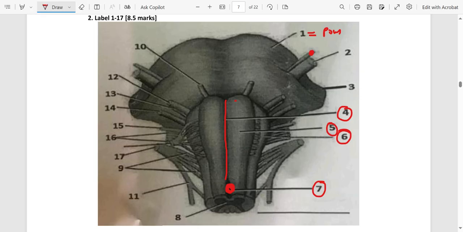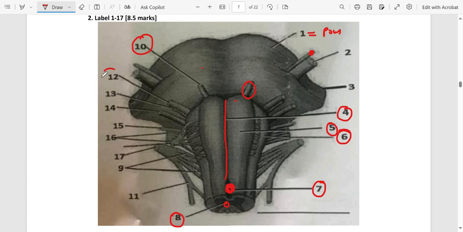What has been labeled as 8 there is showing the canal here, what we call the central canal. That's 8. So we can now label the cranial nerves. When you are labeling these cranial nerves, you start from here. The first one, between the pons and the medulla, is cranial nerve number 6. And then you'll be following the numbers. So 10 is cranial nerve number 6, the abducens.